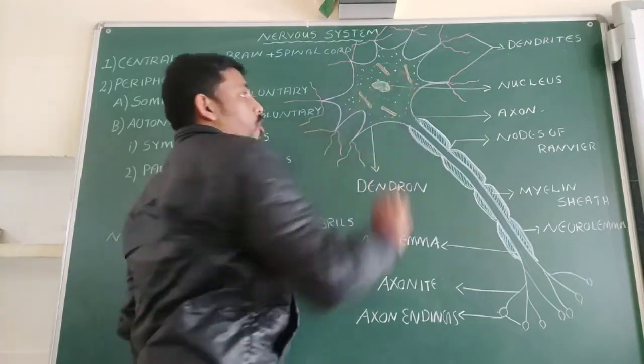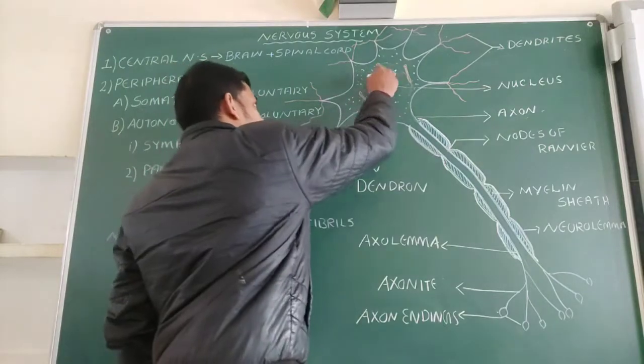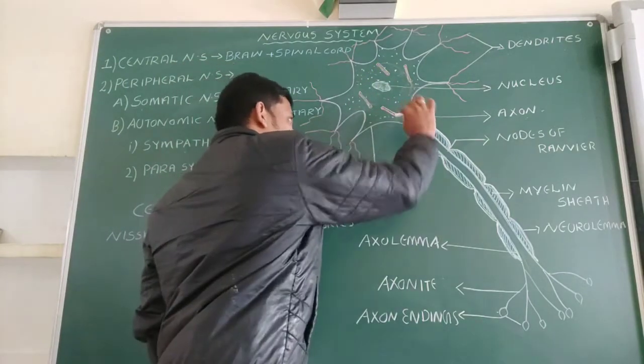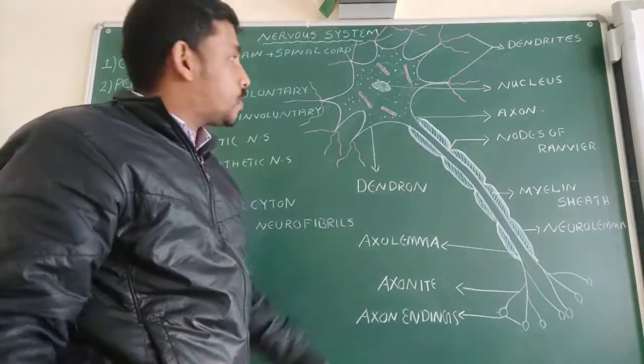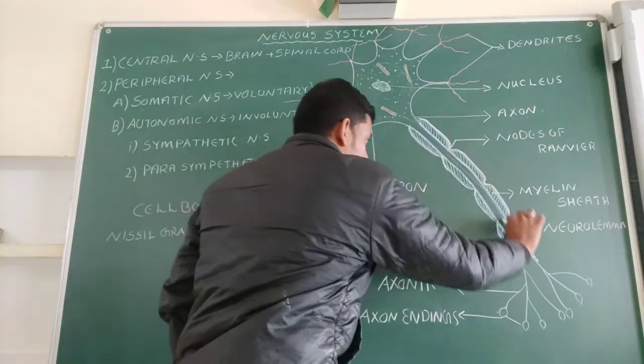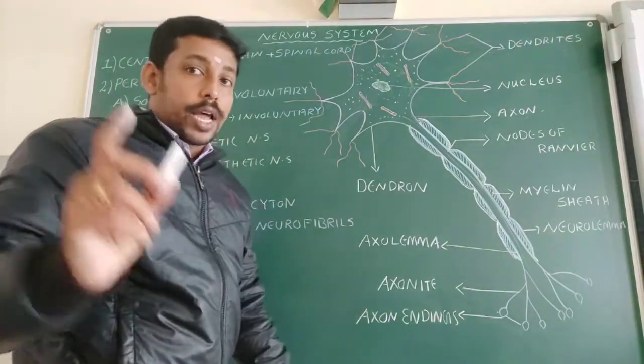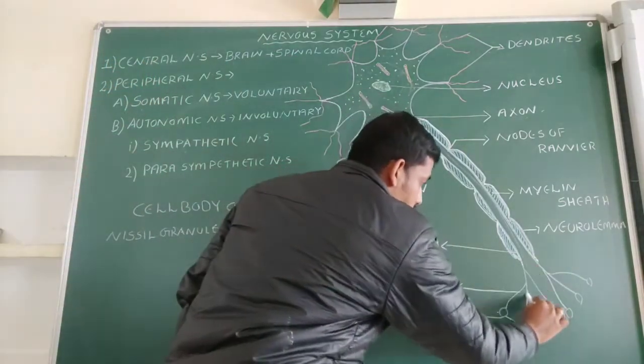This one is the nucleus. So from this cytosol, there are numerous projections. The longest projection is known as the axon. So this represents the axon. And this axon ends in branches.